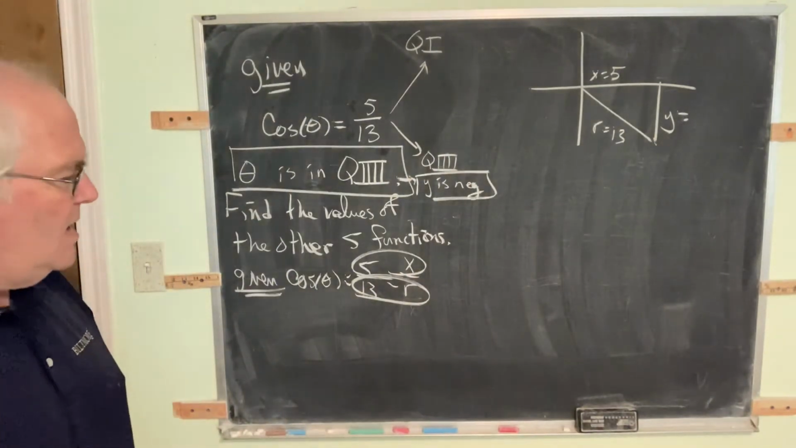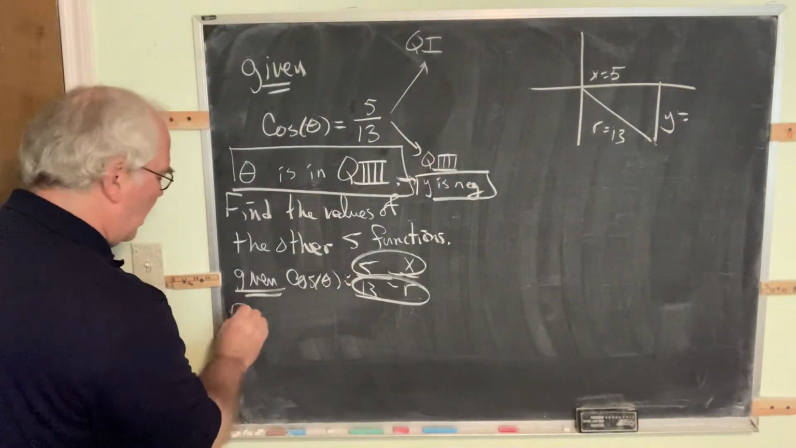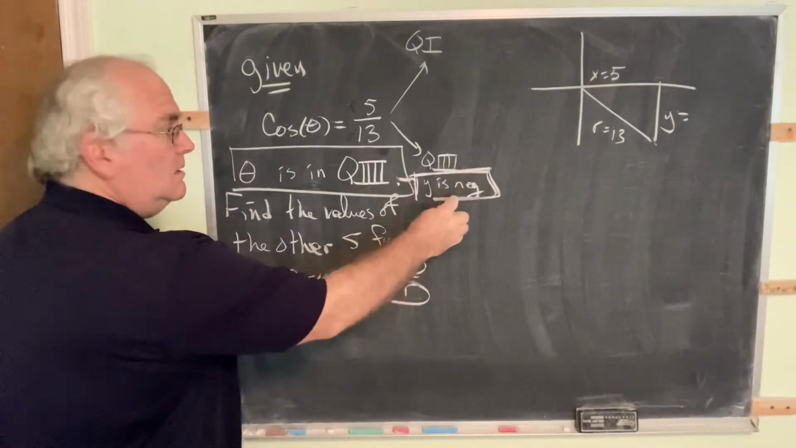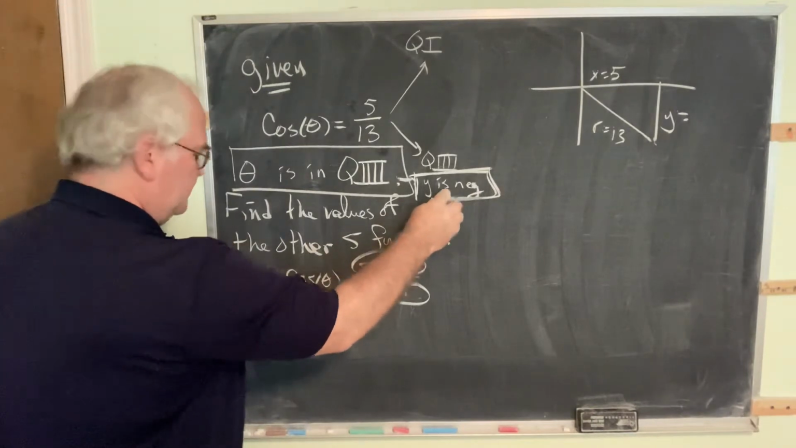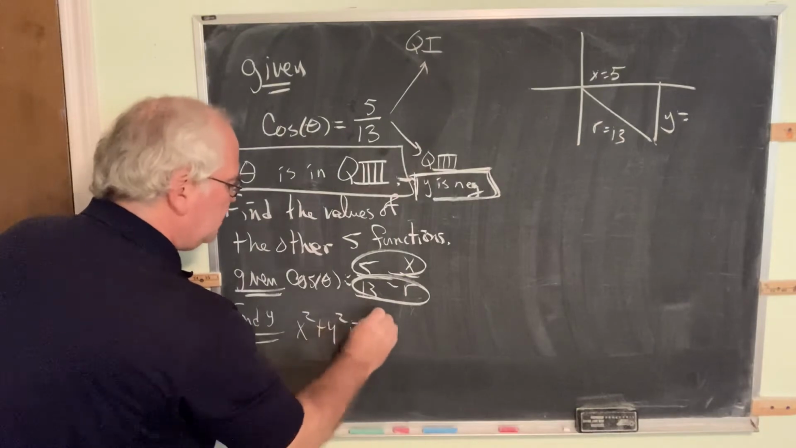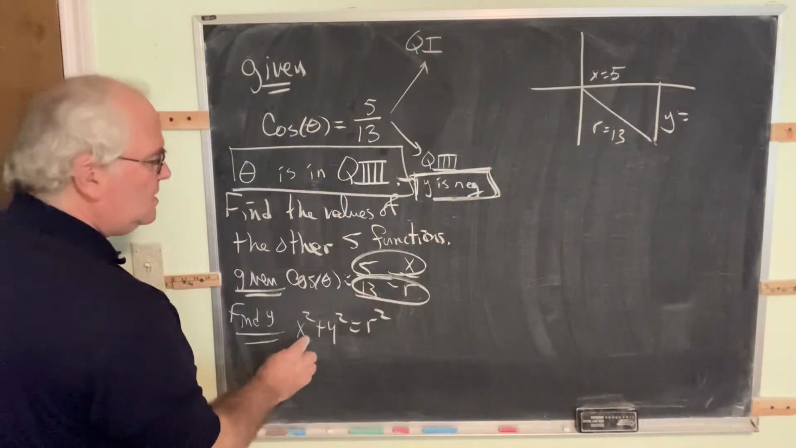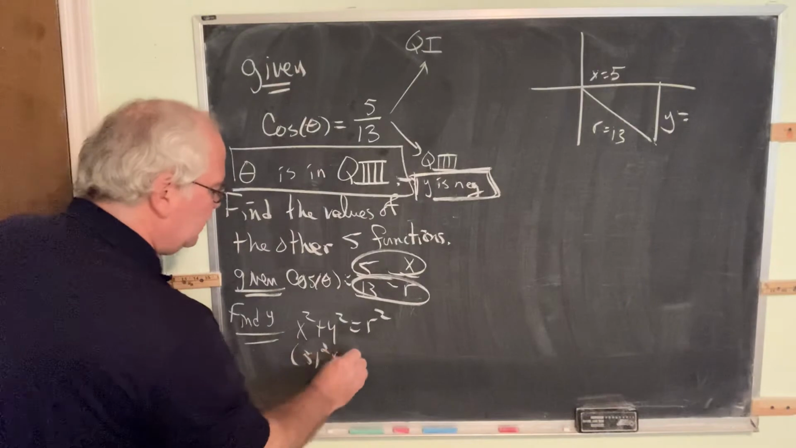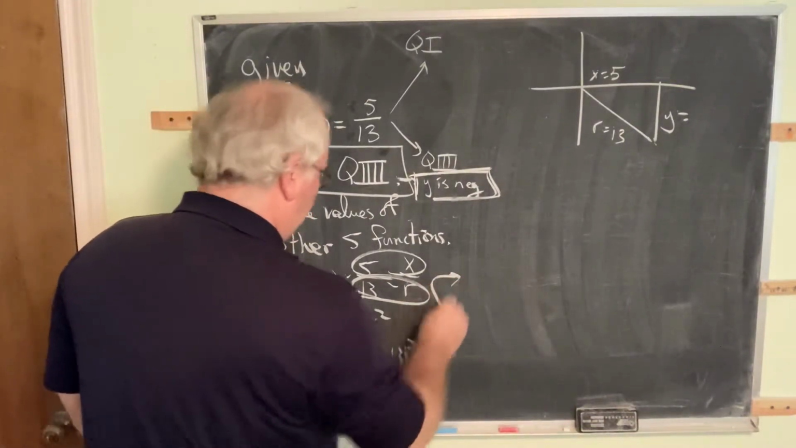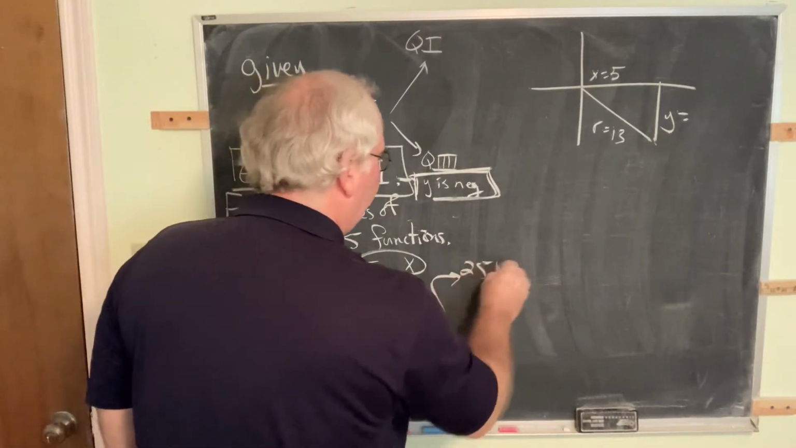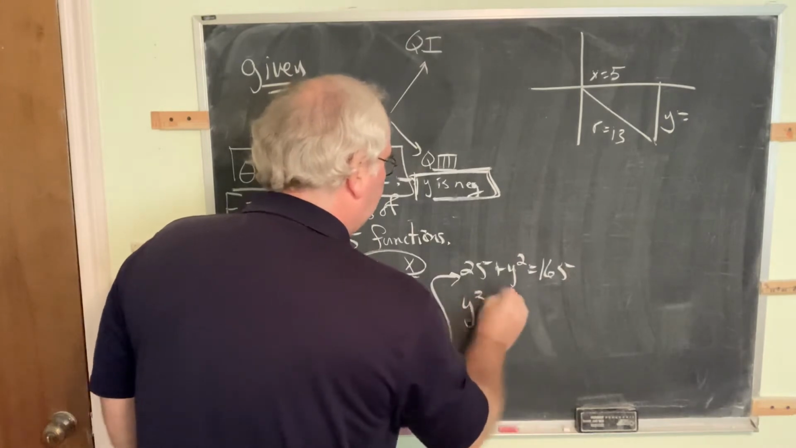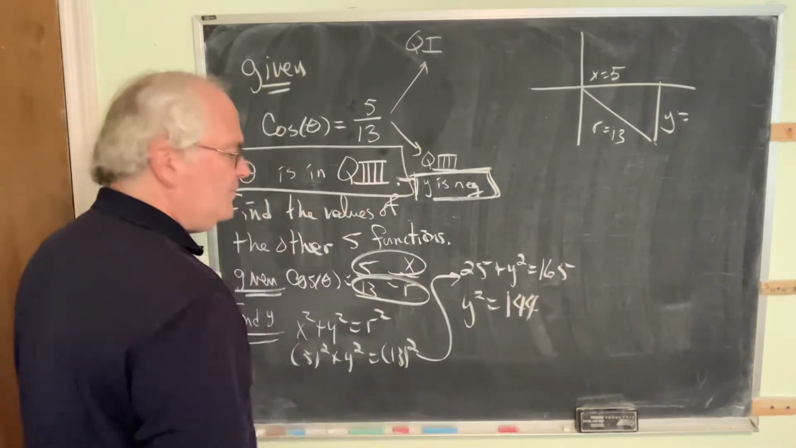Pythagoras tells us that. So the next piece is Pythagoras. We've got to find y. Y value's got to be negative. We know that x squared plus y squared is equal to r squared. So that's 5 squared plus don't know yet is equal to 13 squared. From that we get 25 plus don't know yet squared is equal to 169. That gives us y squared is 144.